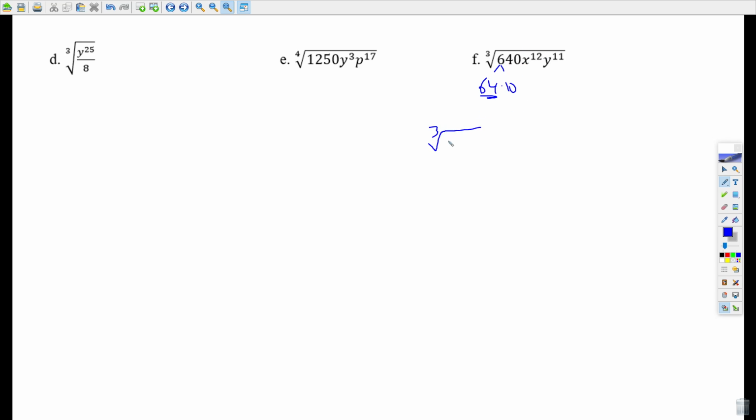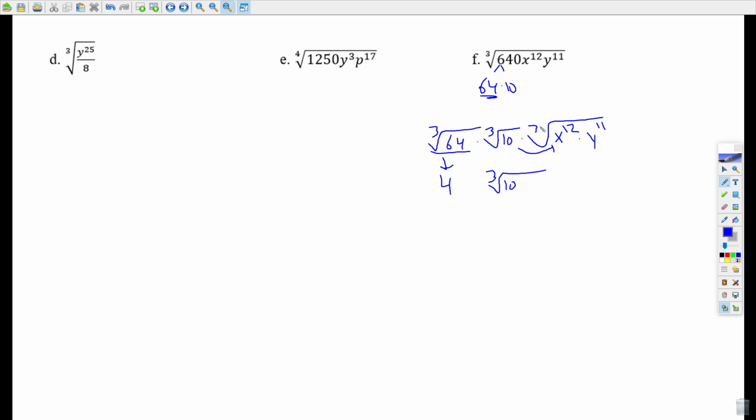So we have the cube root of 64 times the cube root of 10 times the cube root of x to the 12th times y to the 11th. I'm just going to keep them together for now. So let's simplify this. This would end up being 4, right? That's what that simplifies to. This is not going to simplify at all, so you might as well just keep the 10 in there with the cube root, because that's going to kind of go back together. So we're going to have the cube root of 10, and now we're going to talk about the x's.